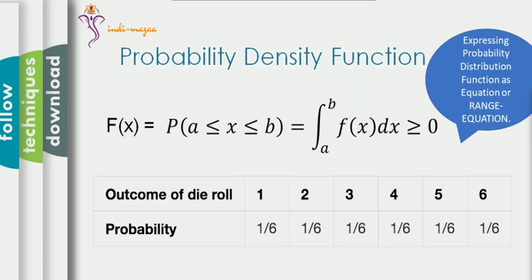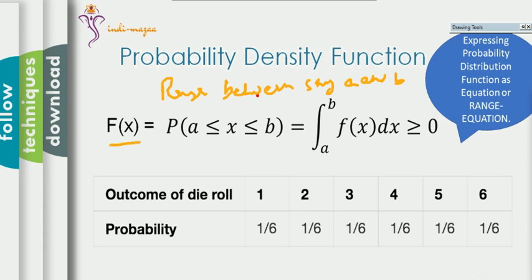Now, let us learn to look at the possibility variable as a range. Let a and b be the limits of the range. Then the probability distribution function can be expressed as f of x equals the probability function of the events between the range a and b, both inclusive, expressed as the integration or the summation of all the events from a to b.